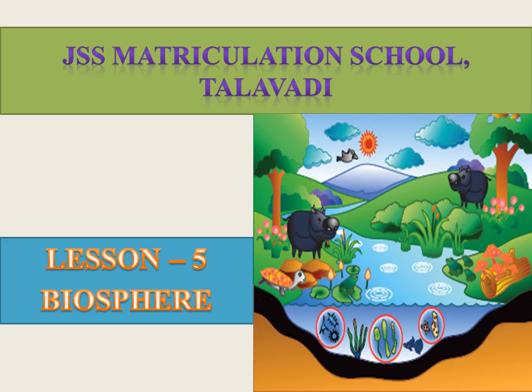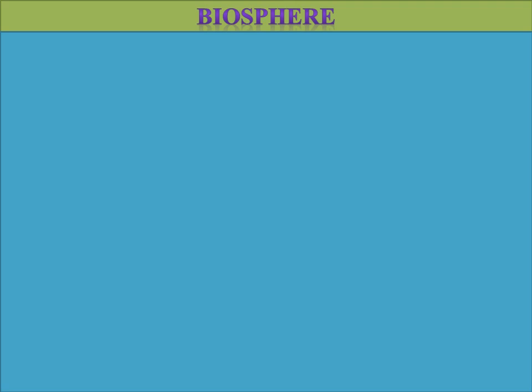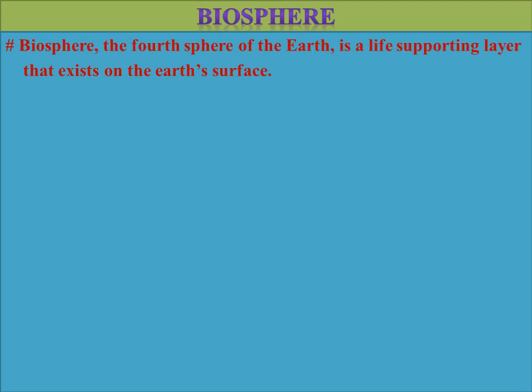Today I am going to explain Geography lesson number 5, Biosphere. Biosphere is the fourth sphere of the earth. It is a life supporting layer that exists on the earth surface. This layer on earth encompasses the lithosphere, hydrosphere and atmosphere.